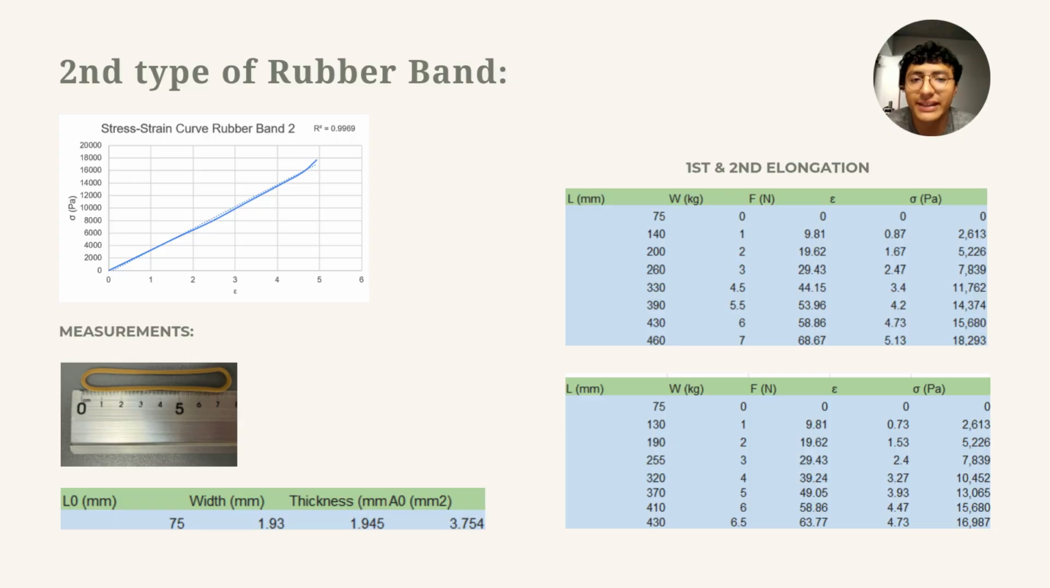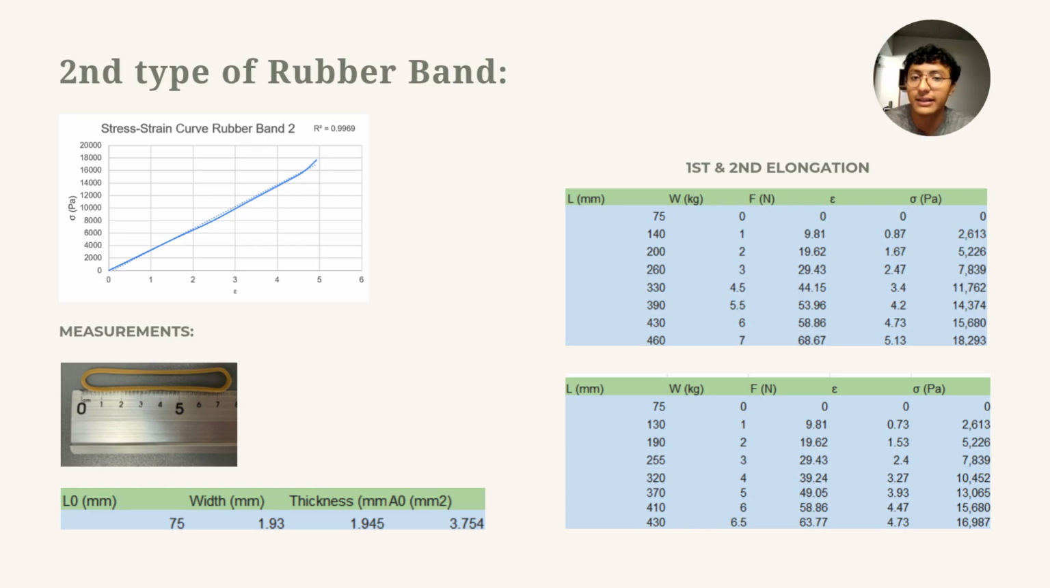For our second band, we can see that we had a very similar hyperelastic behavior with some key differences. This band is smaller and thinner with an initial length of 75 millimeters and a cross sectional area of only 2.7 square millimeters. It fractured at 7 kilograms, significantly less than band 1, which is directly explained by its smaller cross-sectional area.